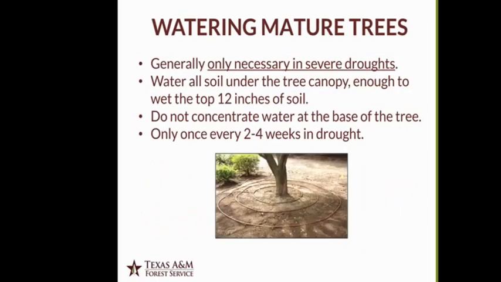And then for watering your mature trees, generally that's not necessary, just in severe droughts, especially if they are native trees, they should be adapted to our changing levels of precipitation. But if it is a drought, water all soil under the tree canopy enough to wet the top 12 inches of soil. Don't concentrate the water at the base of the tree, and only do it every 2 to 4 weeks in a drought.